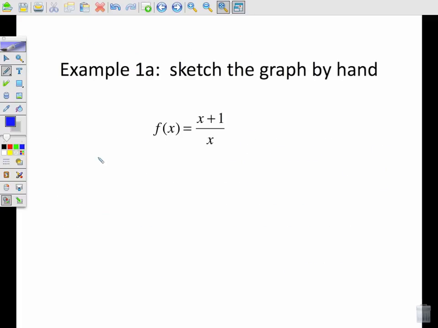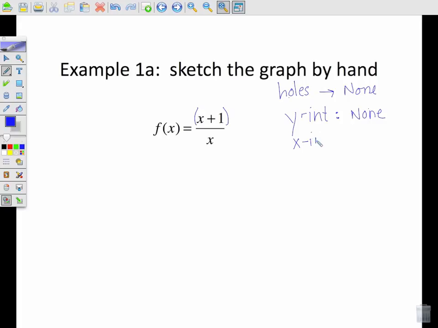Here's our first problem. Okay, so let's go through the steps. Is there any factoring that we can do here on top and on bottom? You can see that there's no factoring, so we're going to rule out that there are any holes at all. So there's none. Second would be to find my y-intercept by setting x equal to 0. If we do that, you're going to divide by 0, so that's undefined. So there are also no y-intercepts.